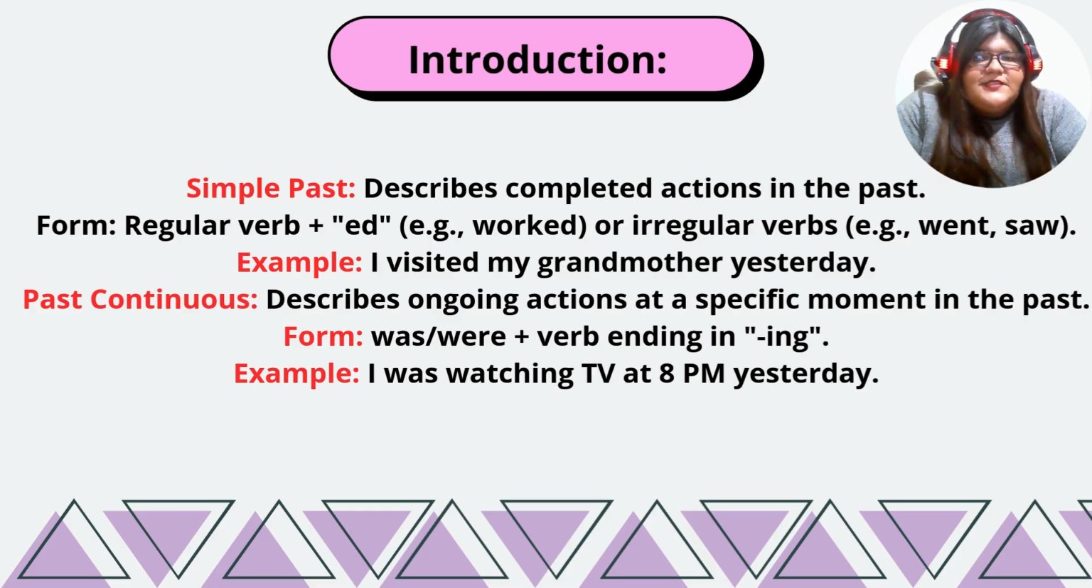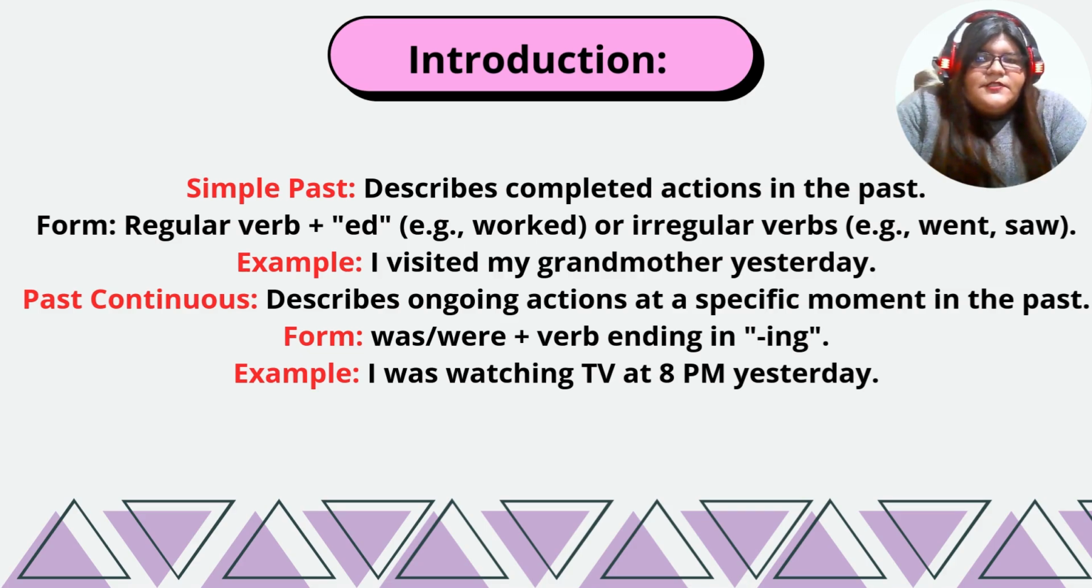So let's begin. Introduction. Simple past describes completed actions in the past. The form of the regular verb is that you will add ed at the end of the verb if it's regular. For example, we have the verb work, in past is worked. Then we have the irregular verbs. Do you remember? The past of go is went and the past of see is saw. Then we have, for example, I visited my grandmother yesterday.